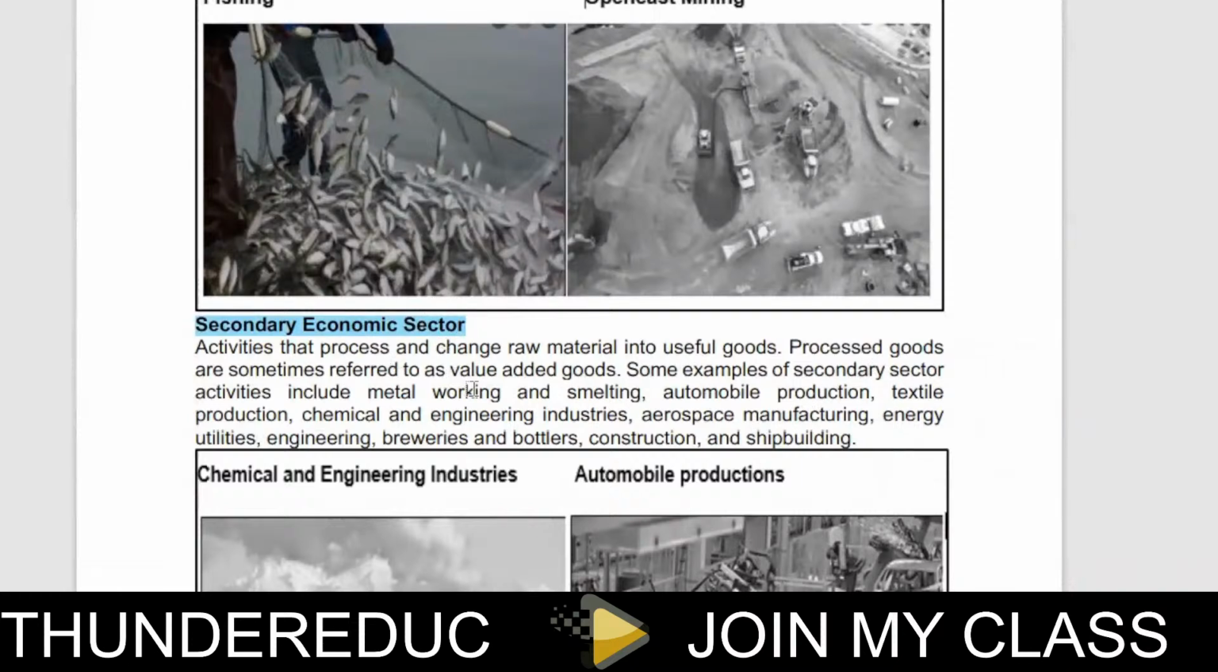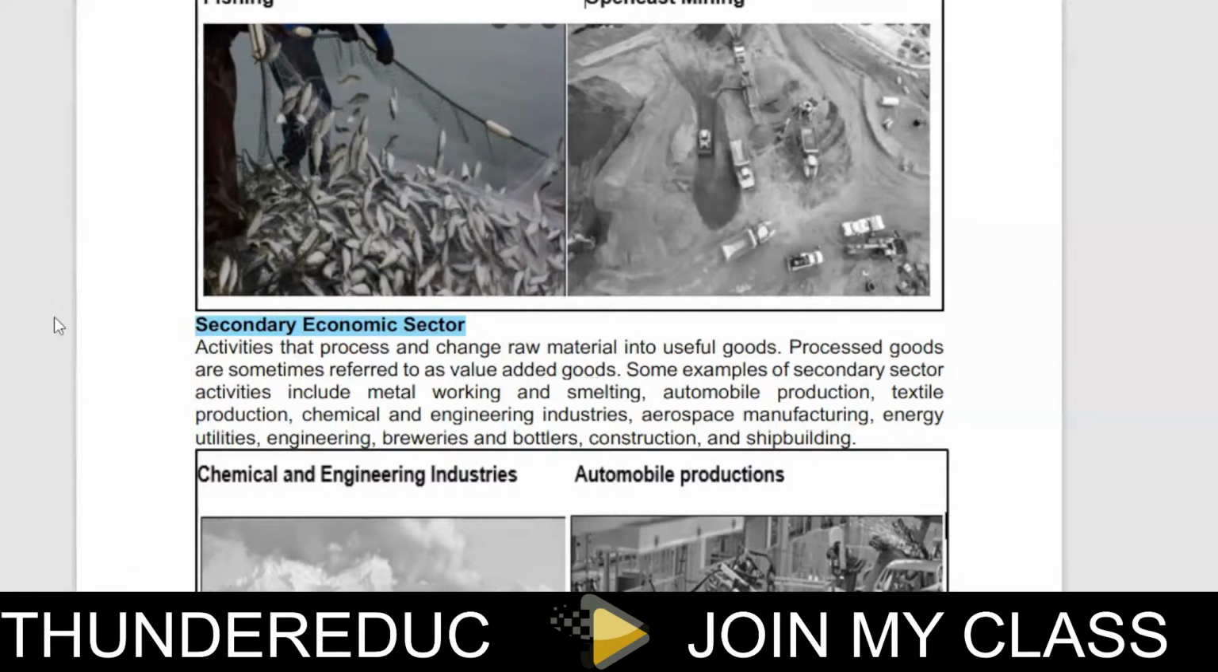Sometimes others call this secondary sector the manufacturing sector, or the sector where there is manufacturing of goods. In other words, you add value to the raw material such that you produce a final product. These activities process or change raw material into useful goods. Processed goods are sometimes referred to as value-added goods. You add value to those goods.